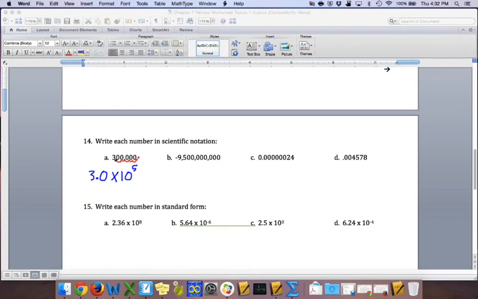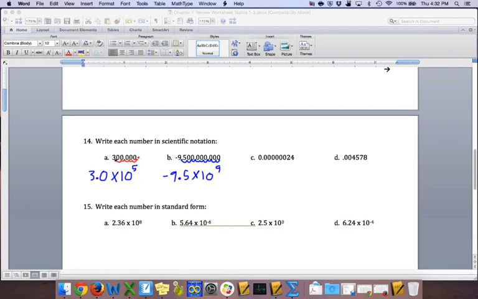Okay, the next one, there's a lot of digits here, but the first significant digit is -9, so it's going to be -9.5 times 10 to the, let's do our counting, 1, 2, 3, 4, 5, 6, 7, 8, 9, 9th power.